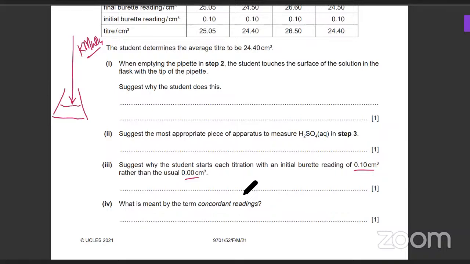Let's come to concordant readings. What are concordant readings? You keep on doing titration until you get concordant results. What are concordant results?